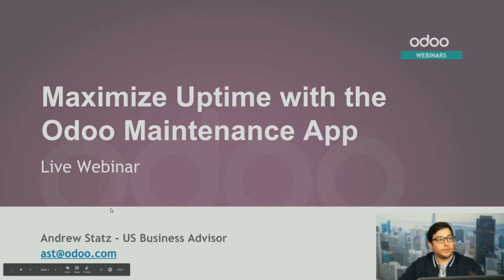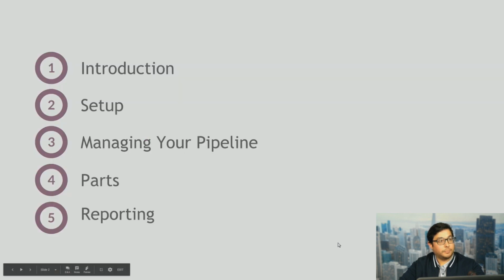So I'm going to start with this little presentation. It's just going to cover what I'm going to talk about. We're going to focus on maximizing uptime of your equipment and machinery within your factory or business in general, making sure you're getting the best use out of your machinery. I'll start with a brief introduction of the maintenance application, where to find it on Odoo, and how to install it. Then we're going to move into setting up the application, how to set up your equipments, and then managing your maintenance pipeline. Then a brief coverage of the parts that go into a bill of materials that run through your manufacturing process, and finally I'm going to wrap it up with reporting.